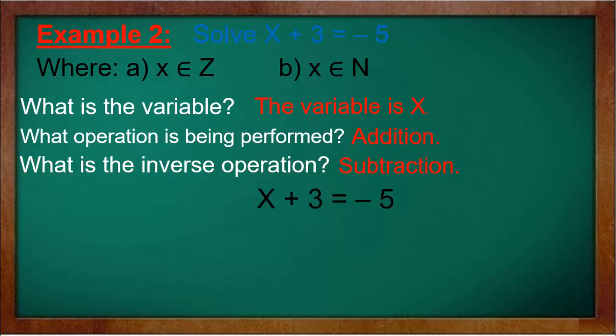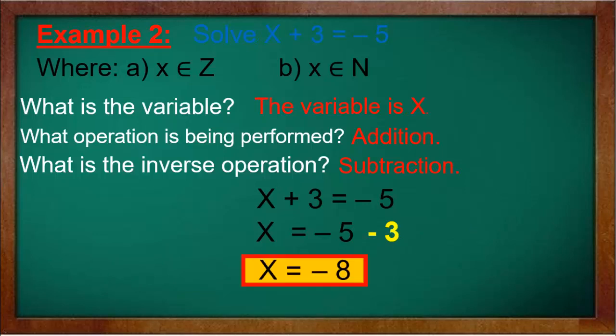X plus 3 equals negative 5. We said that we are going to move plus 3 to the other side with its inverse. So it is now minus 3. X is equal to negative 5 minus 3. So x is equal to negative 8. Here is my solution. And I want to find the solution set once in Z and another time in N.